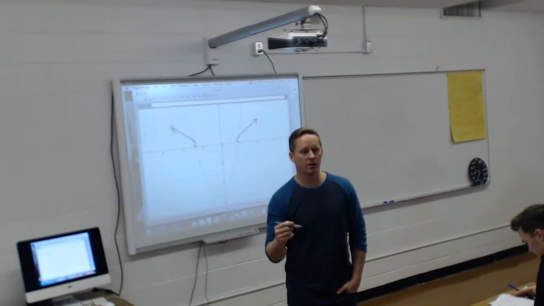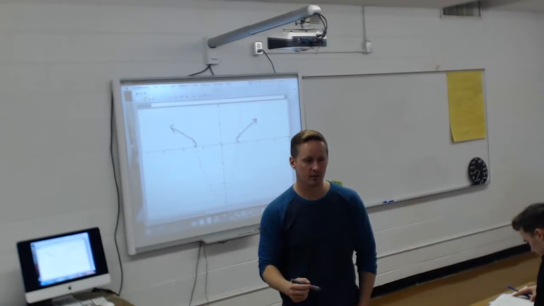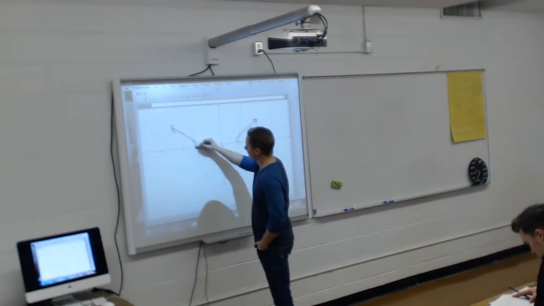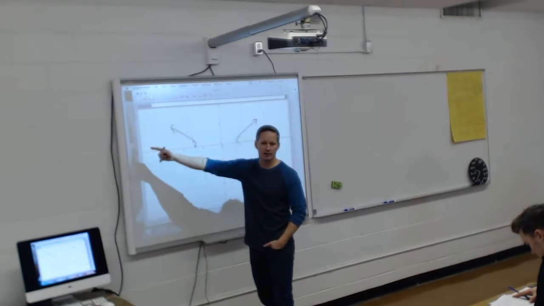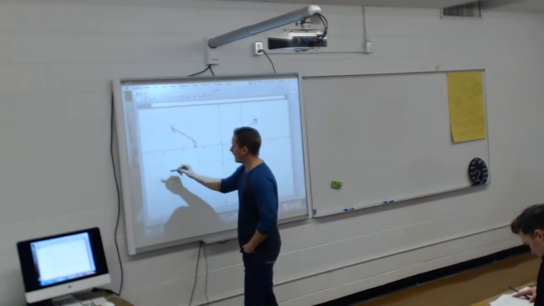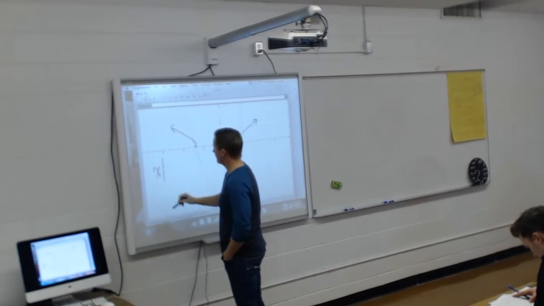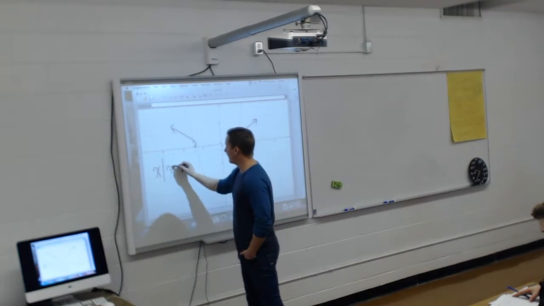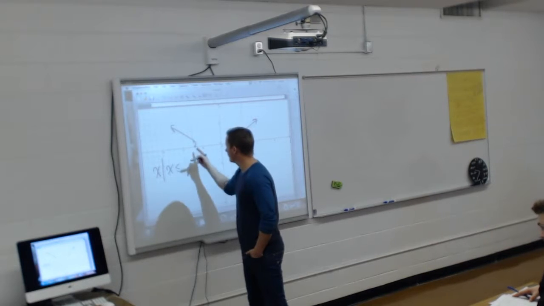Now it's based solely on the original graph. So what part of the original graph did I use? Well, I used from here that way. Agreed? So I go x such that x is less than or equal to -3.